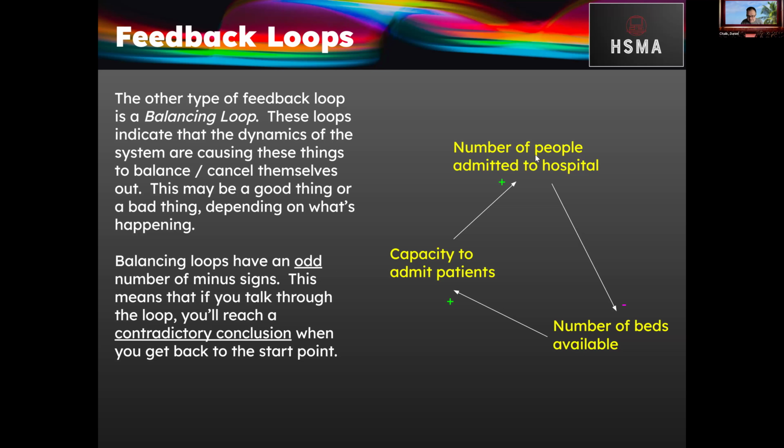So let's do that here. Remember this first sentence I'm going to say: the number of people admitted to hospital, as that increases, the number of beds available decreases. They're going in opposite directions. As the number of beds available decreases, capacity to admit patients decreases, same direction. As capacity to admit patients decreases, number of people admitted to hospital decreases, same direction. So I've just said the opposite. I started by saying as the number of people admitted to hospital increases. Once I went around the loop once, I ended up saying as the number of people admitted to hospital decreases. I reached a contradictory conclusion, because it's balanced itself out basically.